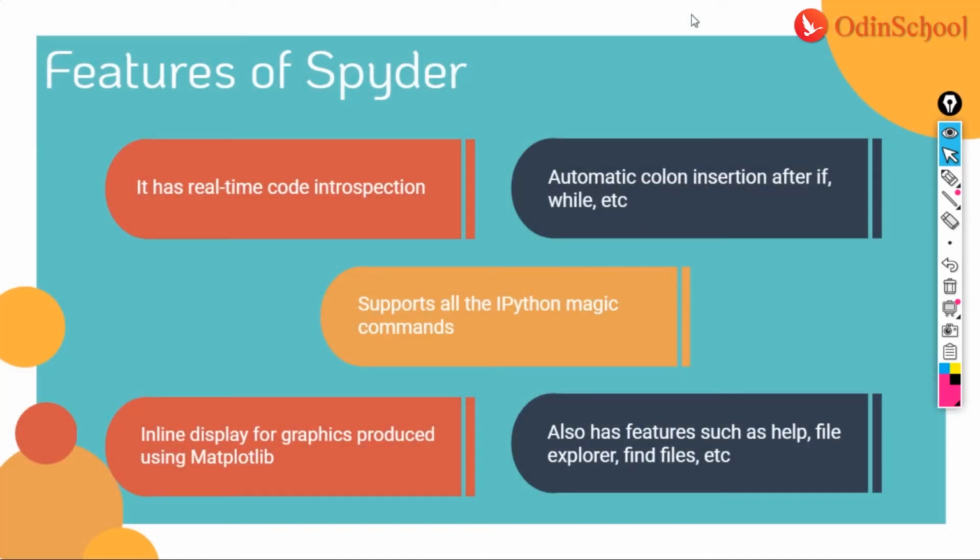The next one, it has real-time code introspection, which means that whenever you are checking out a code and if there is any problem or if there's anything wrong, you would see that it marks an error immediately. For example, the spelling of import is IMPORT. Now, if I put it as IMPURT, then it would mark that sentence as an error.